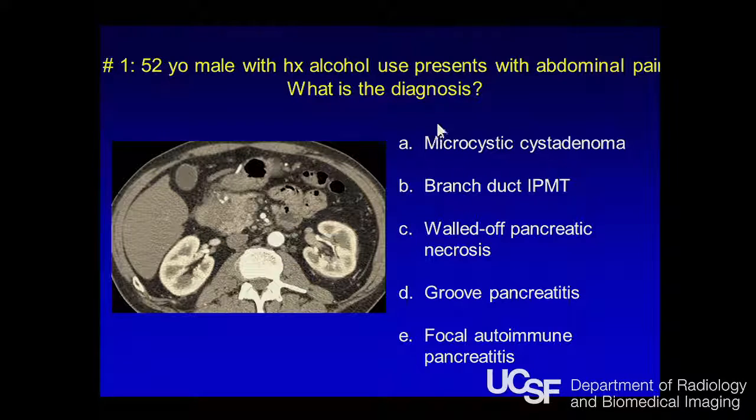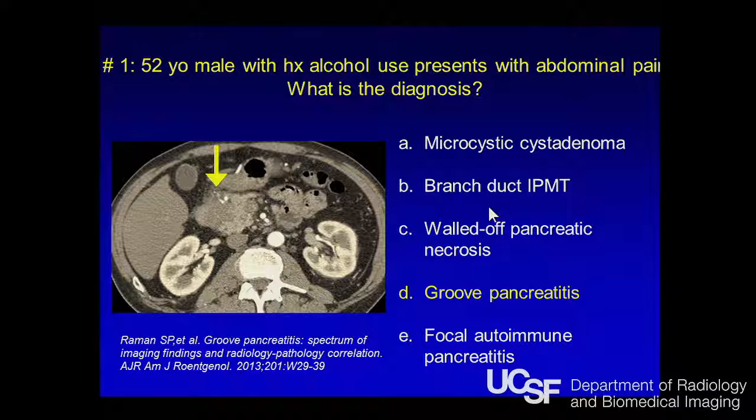A 52-year-old male with history of alcohol use presents with abdominal pain. And based on the image, what is your diagnosis? And the answer is groove pancreatitis. And again, we see this sort of ill-defined soft tissue sitting in that characteristic pancreaticoduodenal groove. You even see some calcifications here, evidence of chronic pancreatitis.